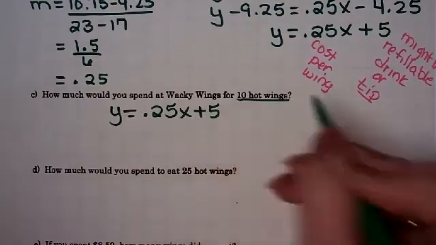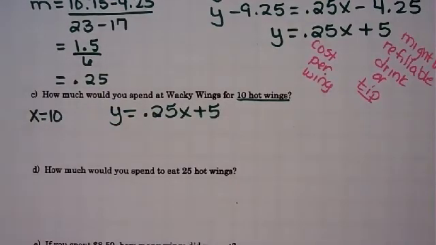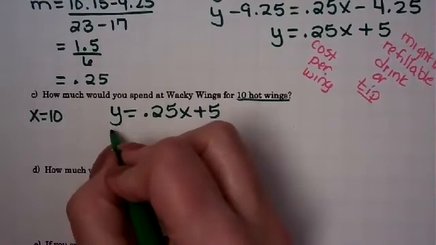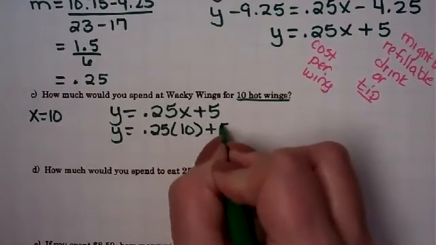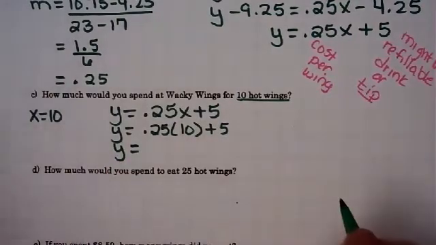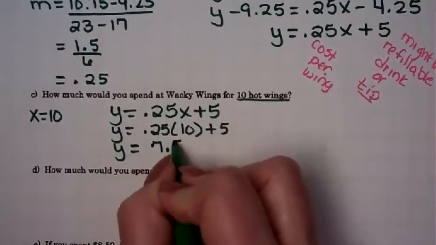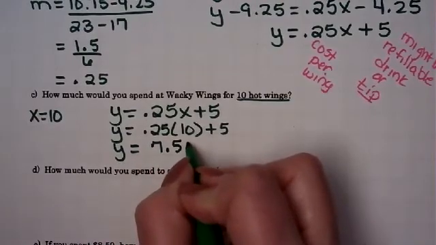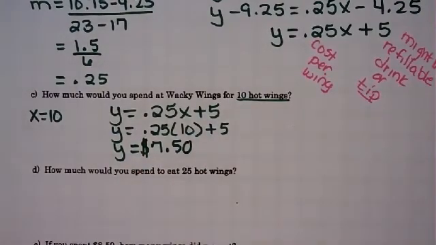Now, 10 hot wings. That means x is going to be 10 because I'm told at the very beginning, x is the number of wings. So substitute that in: 0.25 times 10 plus 5. I'm just going to put all that in the calculator, and the calculator, guys, is going to tell me 7.5, but it is money, so I need to add that 0 there, okay? It is money, it's cost. So don't leave it at 7.5, make it $7.50. Okay? Now, look at the next question.